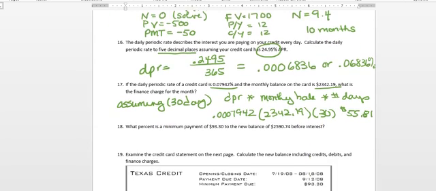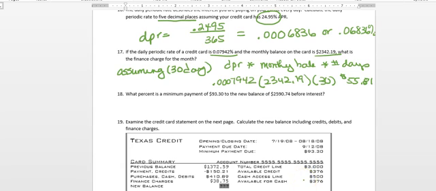Now, to get the minimum payment, it says what is the percentage of your minimum payment. To find the percentage, we would just take 9330 and divide it by 2590.74, which is our new balance. And that's going to give you 0.036 or 3.6% is how much that percentage is that we're paying.